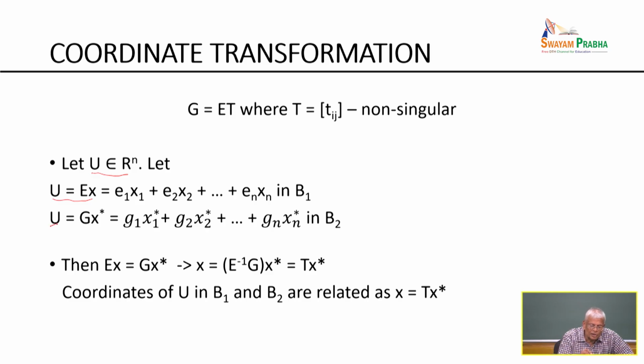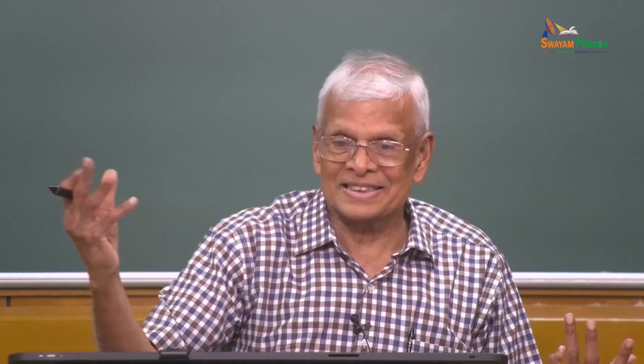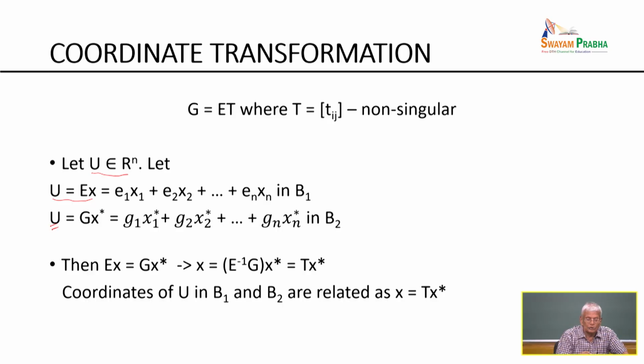Now the same vector U must have a representation in the new basis G. Everybody with me please. Only my frame of reference changes, my object does not change. It's like in physics when we talk about velocity with respect to a moving platform or velocity with respect to a fixed point. That's essentially the kind of reference. So U can also be expressed as G times X star, which is G1 x1 star plus G2 x2 star plus Gn xn star. So X star is the vector of coordinates in the new basis, X is the vector of coordinates in the old basis, both of them representing the same point.